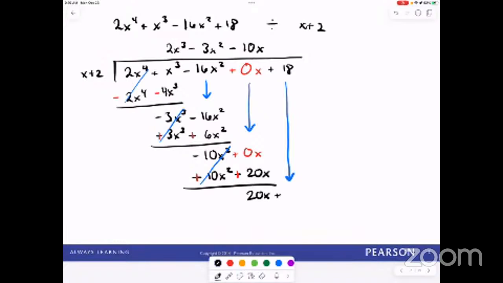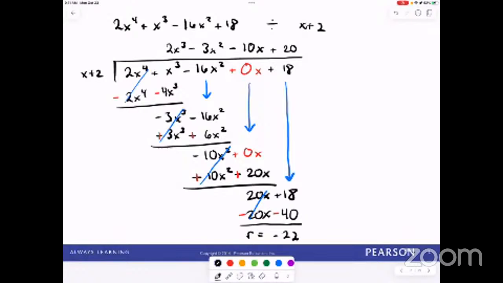And this should be the last iteration. So we say the first divided by the first. So 20x divided by x gives us 20. And then on the diagonal, we multiply 20x, and that's a plus 40. We distribute our negative, so this becomes negative, this becomes negative. A number plus its opposite, these guys add to 0. 22, negative 22 is our remainder.